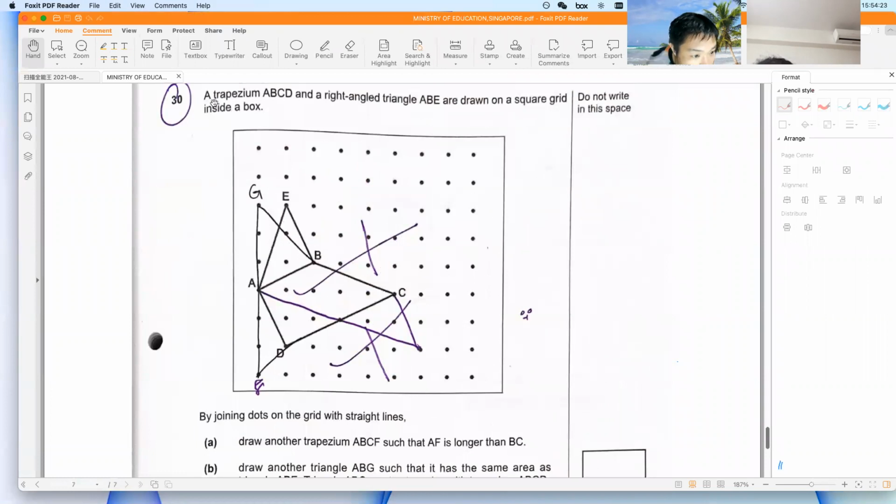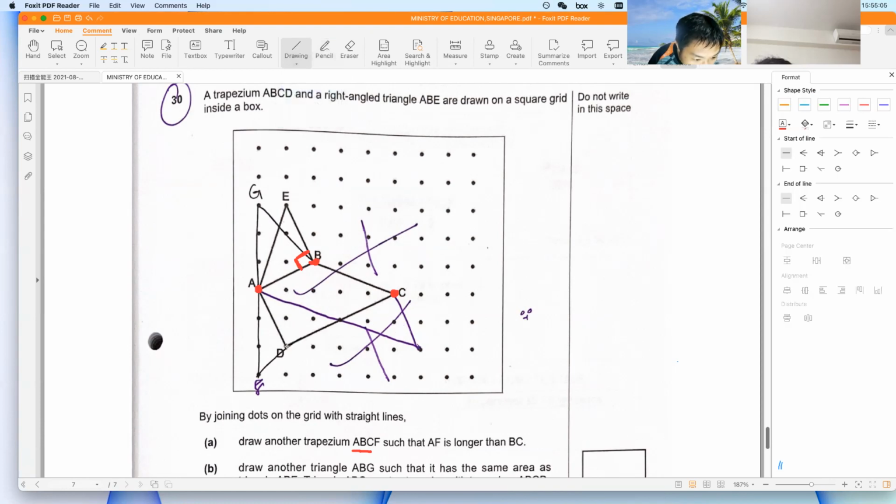Over here it says a trapezium ABC, a right angle triangle AB. This is a right angle triangle, and the trapezium is this ABC. Then draw another trapezium ABCF, so A, B, C, F, such that AF is longer than BC. Longer than BC, that means F should be somewhere here, right? Of course, F can be here also. There are a few ways to draw.